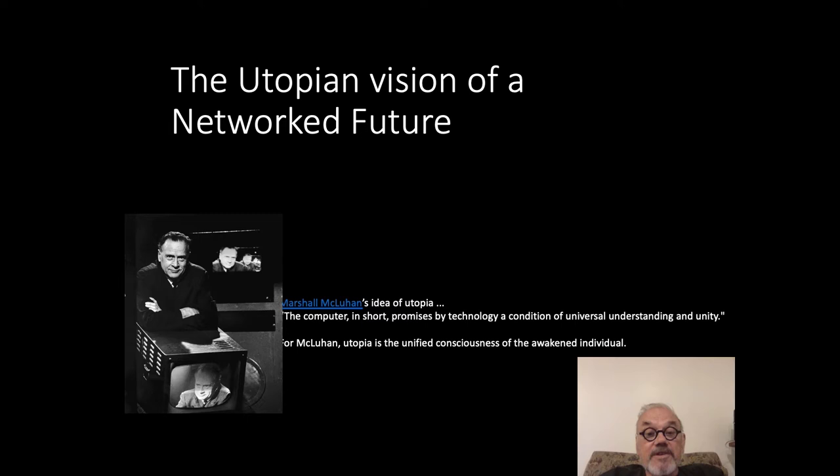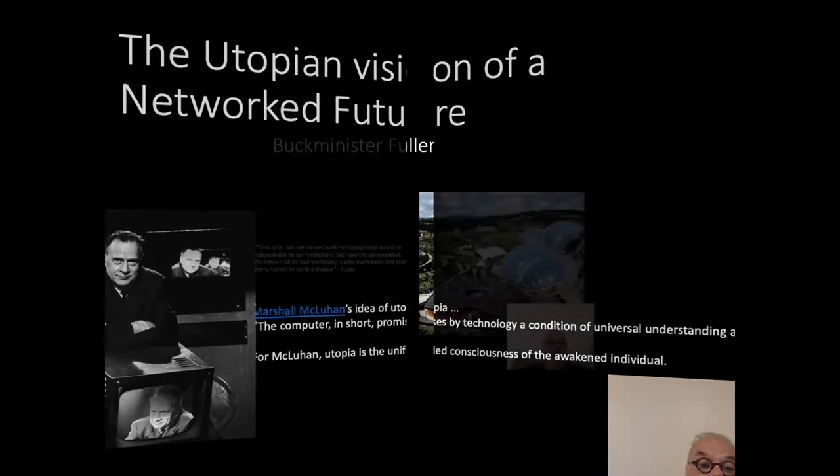The utopian vision of the future seems very strange at first, but it was really Marshall McLuhan who said things like, "The computer, in short, promises by technology a condition of universal understanding and unity." For McLuhan, utopia is a unified consciousness of an awakened individual. He really had a vision of the use of media. He's famous for "the media is the message." And what's actually true is the media is the network in this case. And so the message is the network.